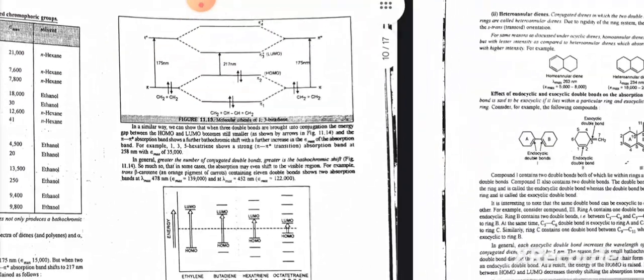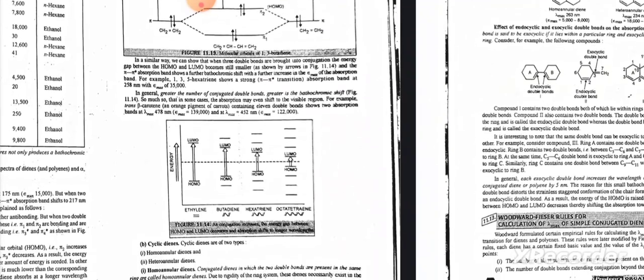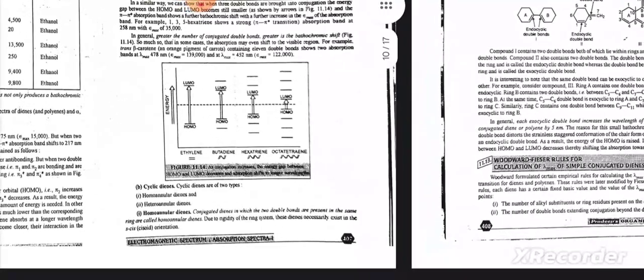In a similar way, we can show that when three double bonds are brought into conjugation, the energy gap between the HOMO and LUMO becomes still smaller, and the pi to pi star absorption shows a further bathochromic shift with a further increase in the epsilon max of the absorption band.